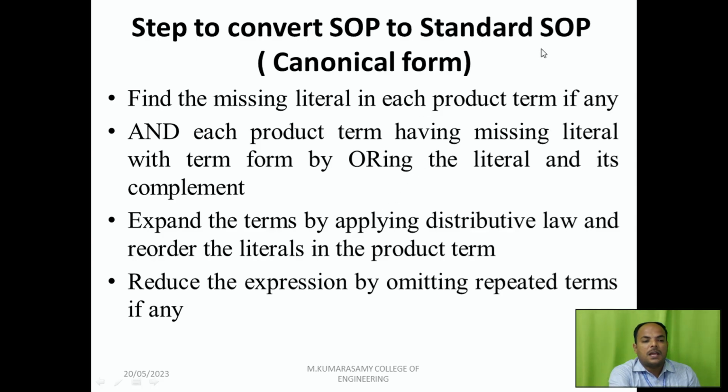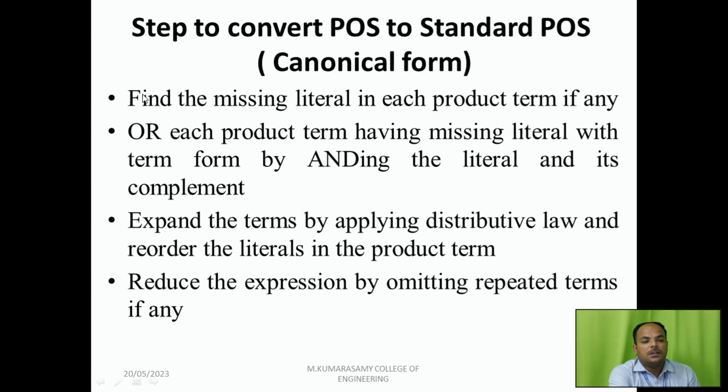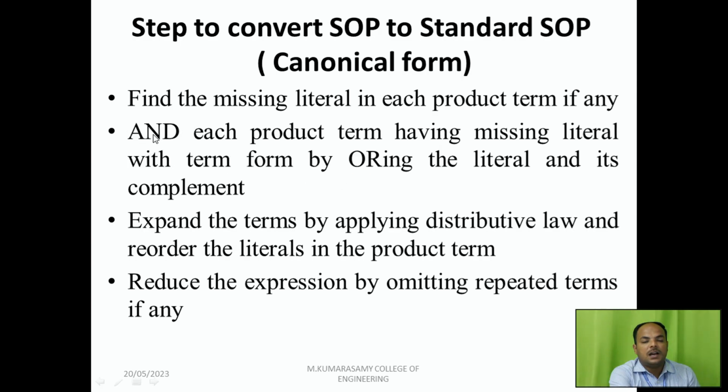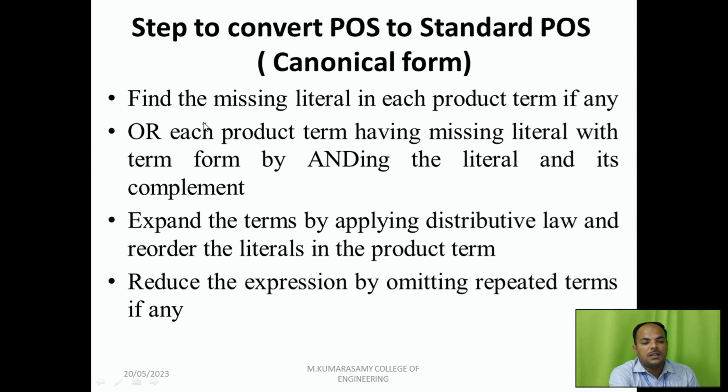Next we can go for the steps to convert POS to standard POS. Here, find the missing literal in each sum term, if any. Earlier we used product terms, here we want to use sum terms. And OR each term having a missing literal with the term formed by ANDing. So there we did the AND, here we are doing the OR process. After that, the same: expand the terms by applying the distributive law, reorder the literals, and then reduce the expression by omitting the repeated terms.